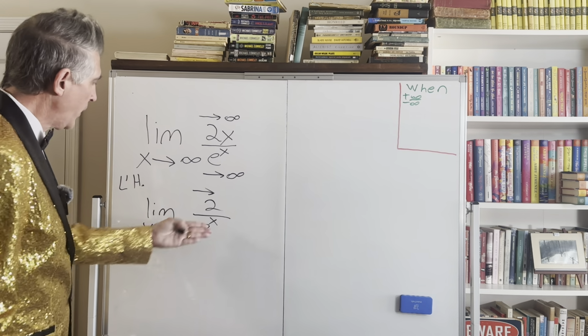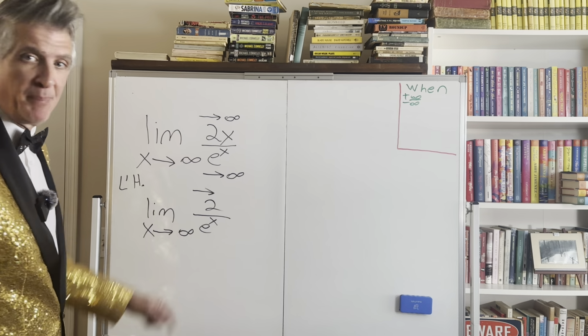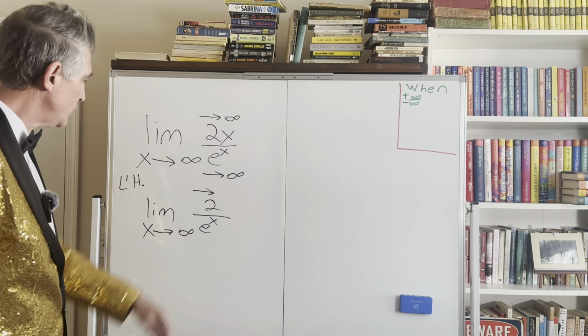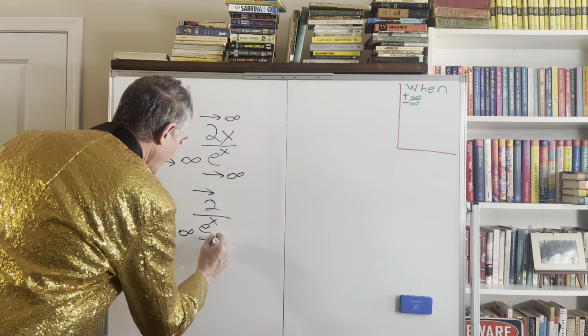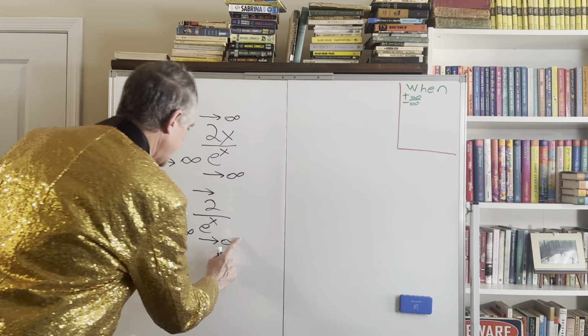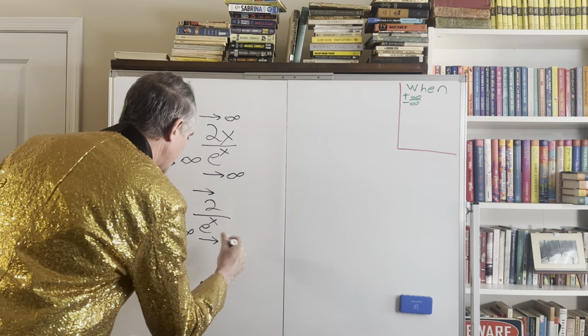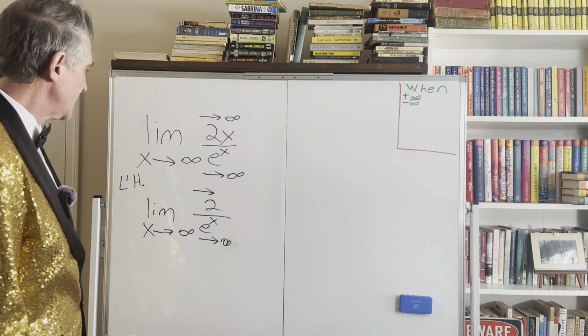All right. Well, what about the e to the x? What's going on with this particular case? Well, it's getting bigger and bigger, isn't it? x is going to infinity, meaning the whole denominator is getting bigger and bigger, going to infinity. Let's just pretend that's an infinity.